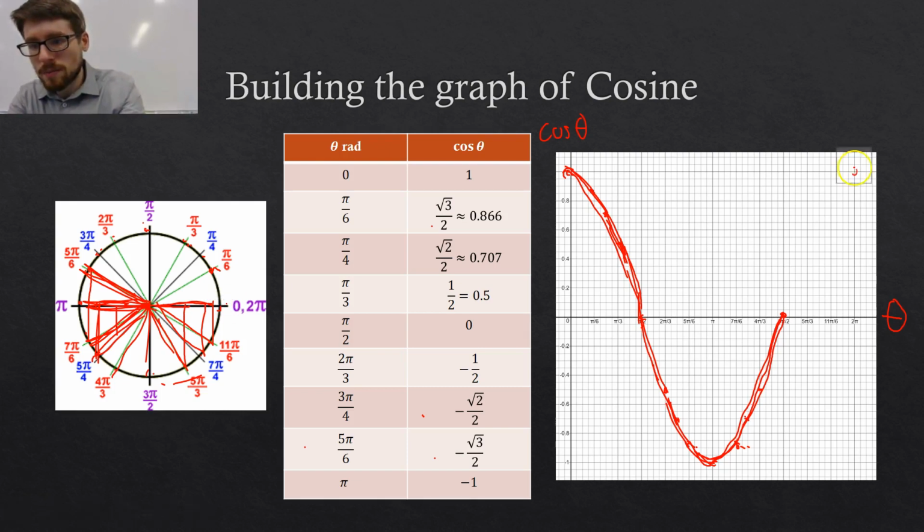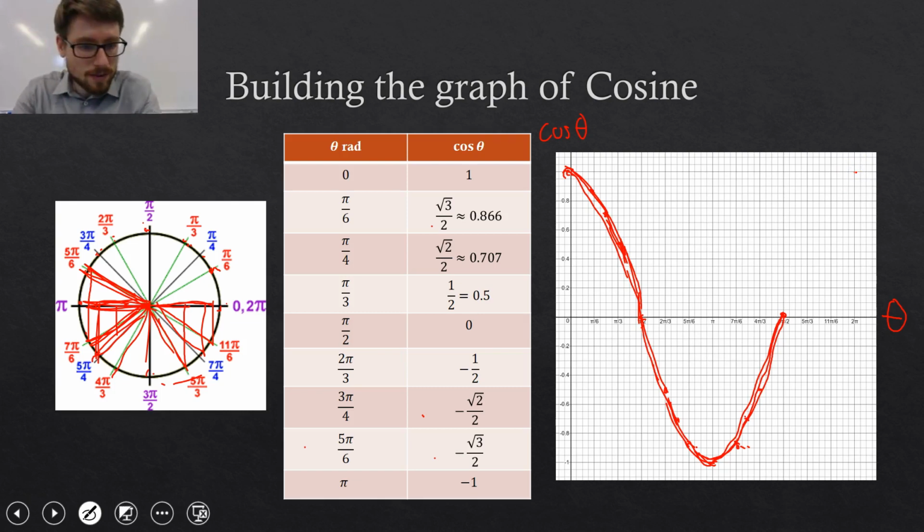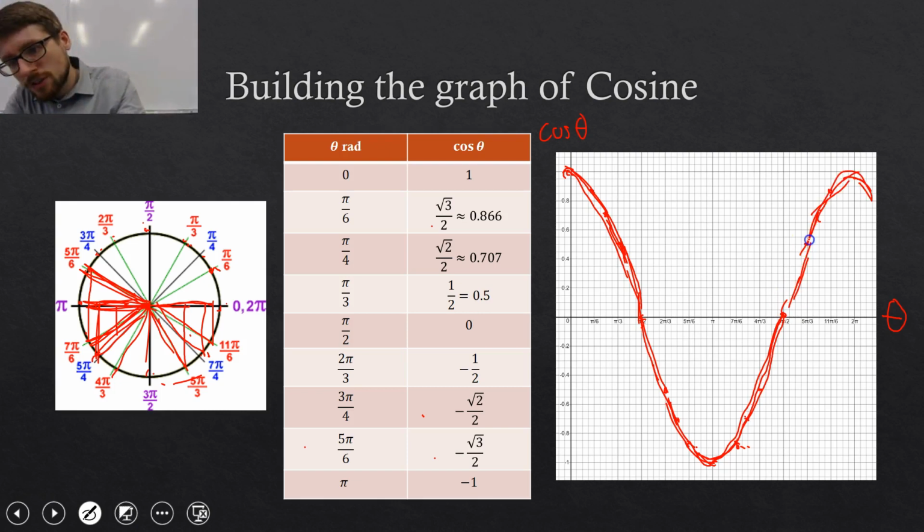So I know it's 1 up here at 2 pi. I know at 5 pi over 3, it's 1/2. And at 7 pi over 4, it is 0.7, roughly. And then at 11 pi over 6, it's about 0.866. We'll connect, shabam. The function repeats. That is the graph of cosine.